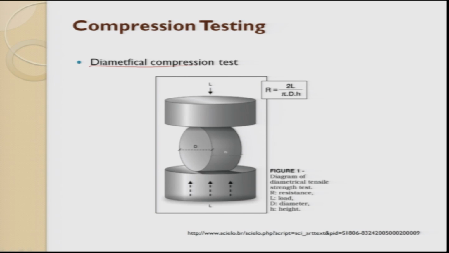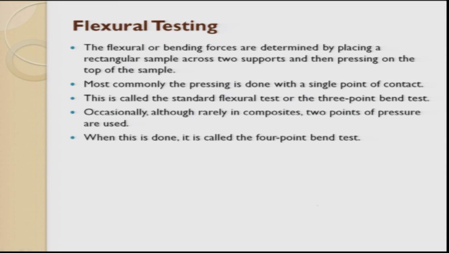So diametrically, if you want to do a compressive test, this is what we follow. So here is R which is given, and these are the relationships. R is the resistance, L is the load, D is the diameter, H is the height. So when I talk about the next thing, it is flexural testing.